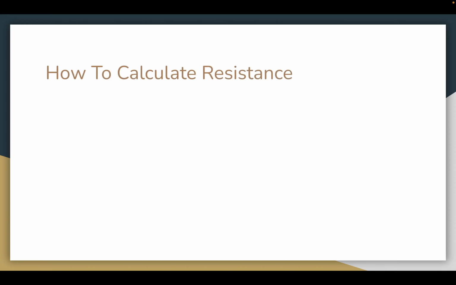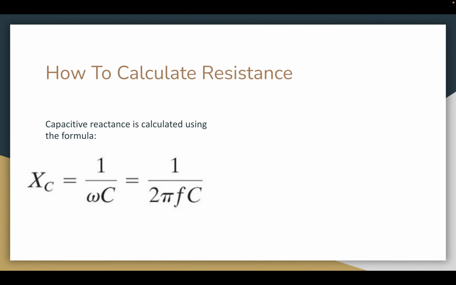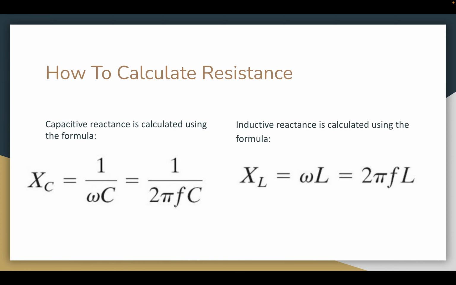To calculate reactance, there are two formulas that we can use. First of all, the formula XC equals 1 over 2 pi times F times C, with F being the frequency and C being the capacitance. This is for capacitive reactance. Then for inductive reactance, you have XL equals 2 pi times frequency times inductance.